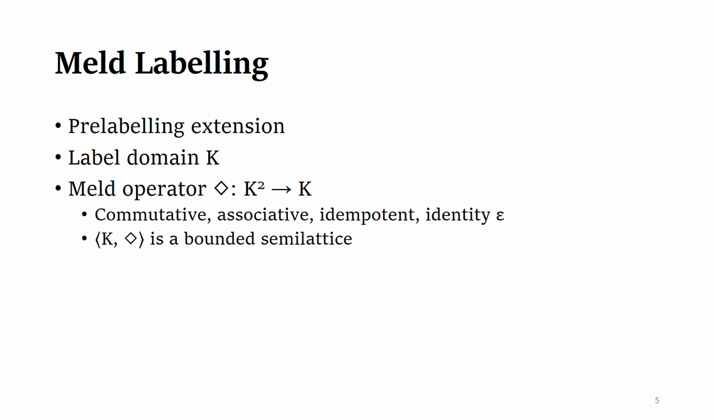Assuming kappa n is the label of node n, until a fixed point is reached, given an edge from n prime to n, where n prime has a non-identity label, we meld n prime's label into that of n's.